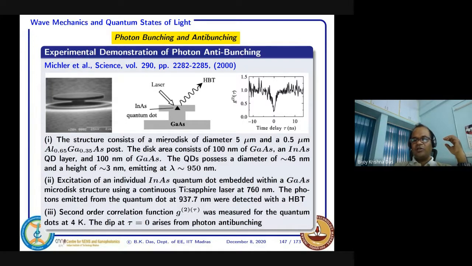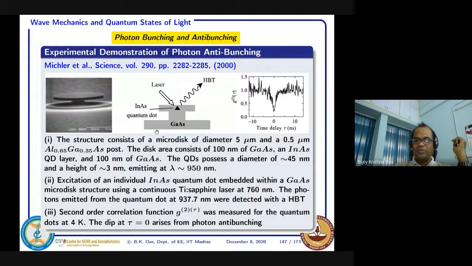So this structure consists of a micro disk of 5 micrometer, and then a 0.5 micrometer post. This is the post. There is a bottom, there is a post, you see, that is also AlGaAs. And the disk area consists of 100 nanometer of gallium arsenide. That means this top disk has 100 nanometer thickness of gallium arsenide, and then an indium arsenide quantum dot layer is there. One quantum dot will be grown like this.